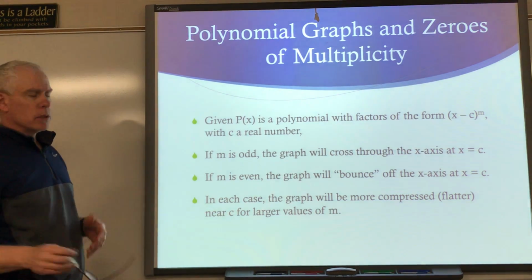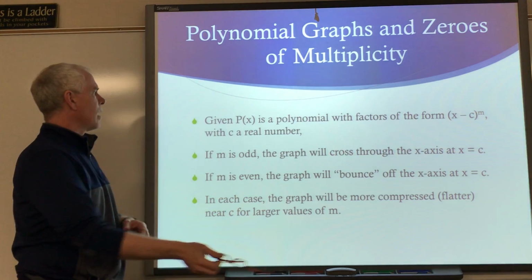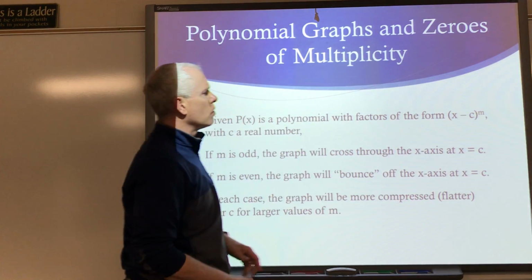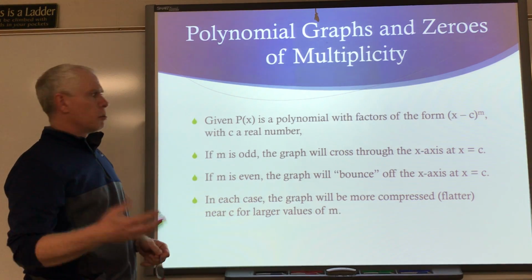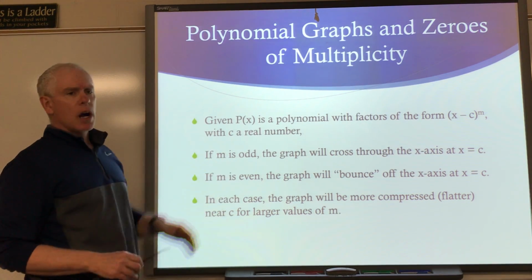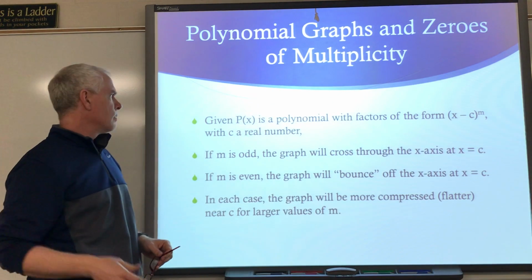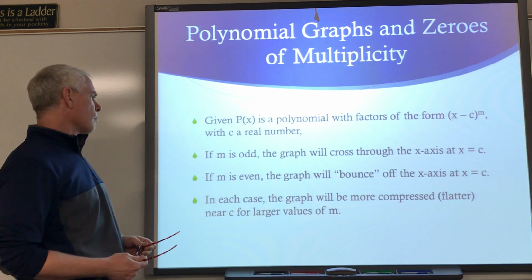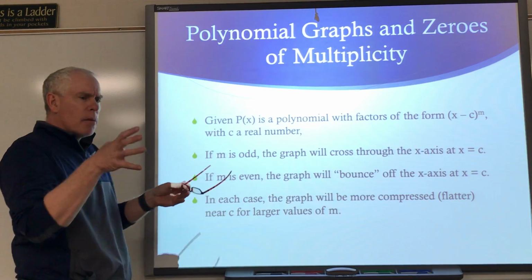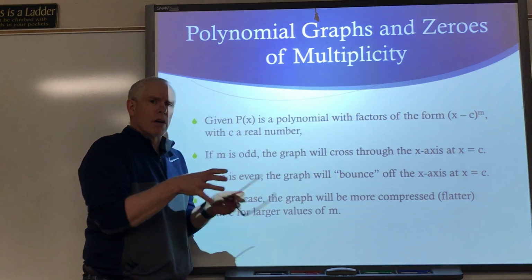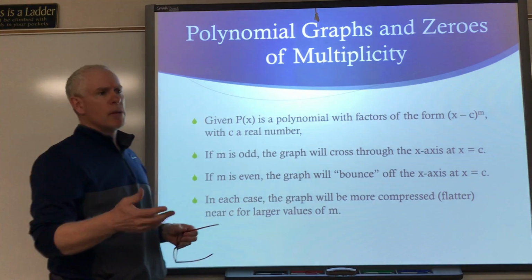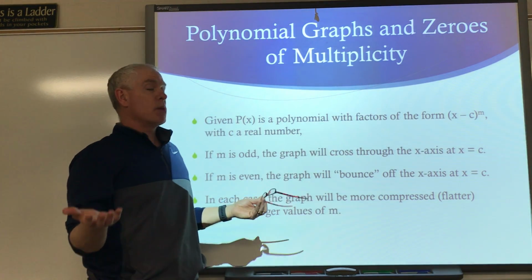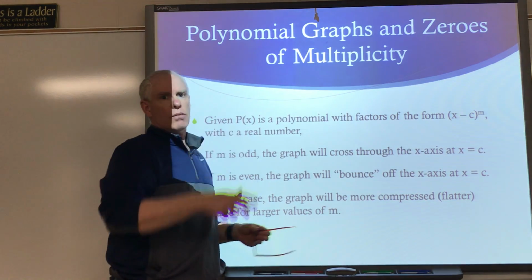So we talked about multiple zeros in the last section, but what does that look like graphically? If x minus c is a factor, c is a zero, raised to the m power means multiplicity m. If m is odd, so multiplicity 3, 5, 7, the graph will cross through the x-axis at c, and it will become a little more compressed or flatter where it crosses the x-axis. If m is just 1, it's just going to cross through it. But if m is 3 or 5, it's going to get a little flat right at that point.